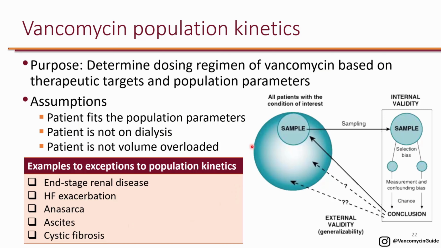So, when it comes to population kinetics, of course we have the population. The problem is these models are derived from a sample of the population. A group of patients is selected in a study, and then in the study, they come up with a pharmacokinetics model, and that model, of course, applies to that sample of patients, but the question is, does it apply to the rest of the population? So we have to be very careful when we use population pharmacokinetics.